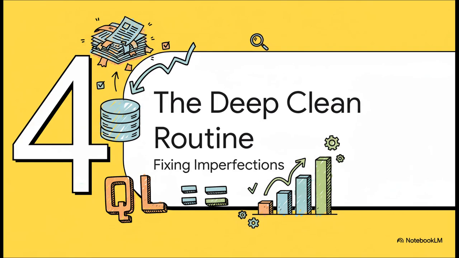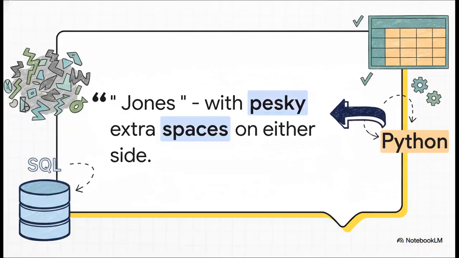Okay, the data is now loaded into Python. It's time to roll up our sleeves and start the deep clean. This is like a full diagnostic health check for our data, where we're going to fix all those little imperfections we noticed at the very beginning. Remember this guy, our old friend, Jones? With those annoying extra spaces on both sides? Now, that might seem like a small thing, but in a big dataset, if you have Jones and Jones and Jones, the computer sees them as 3 different people. It completely messes up your analysis.